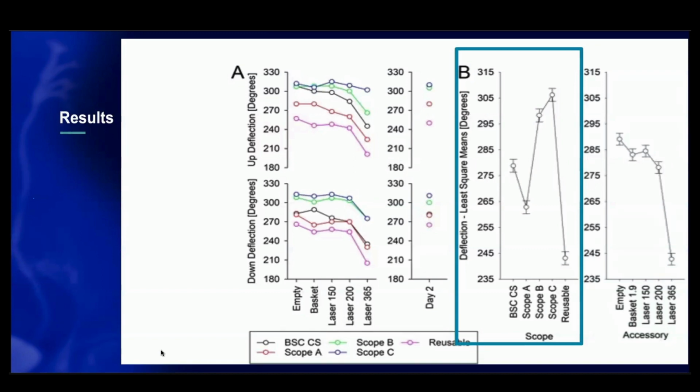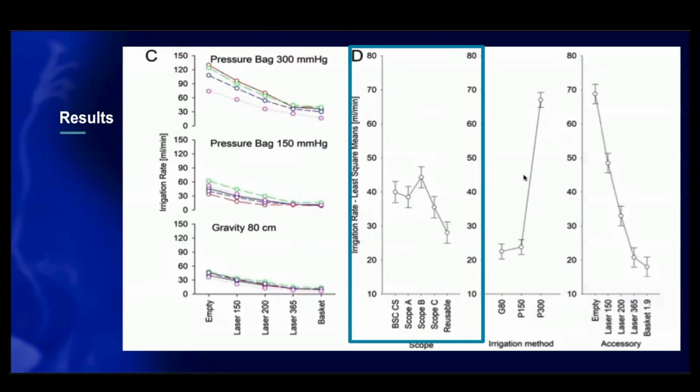So we're not allowed to show, I guess, the names of the other scopes. So the other scopes are scopes A, B, and C, and then you have a reusable scope. But the Boston Scientific scope is the black scope, or the black line, and the reusable scope is the pink line. So this is every scope basically. So we're looking here at deflection, up deflection and down deflection. But if you look over here, this is the summary. So basically you can see that Boston Scientific's deflection, up and down deflection, is kind of in the middle of the pack. The worst was the reusable scope, and there were some disposable scopes that were a little bit better, but Boston Scientific, or LithoVue Elite, was kind of right in the middle.